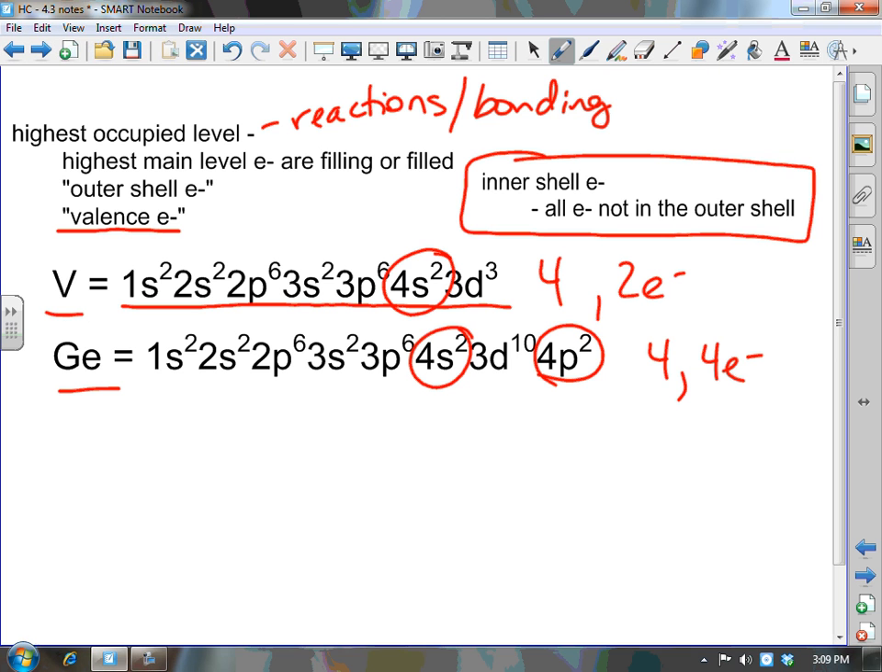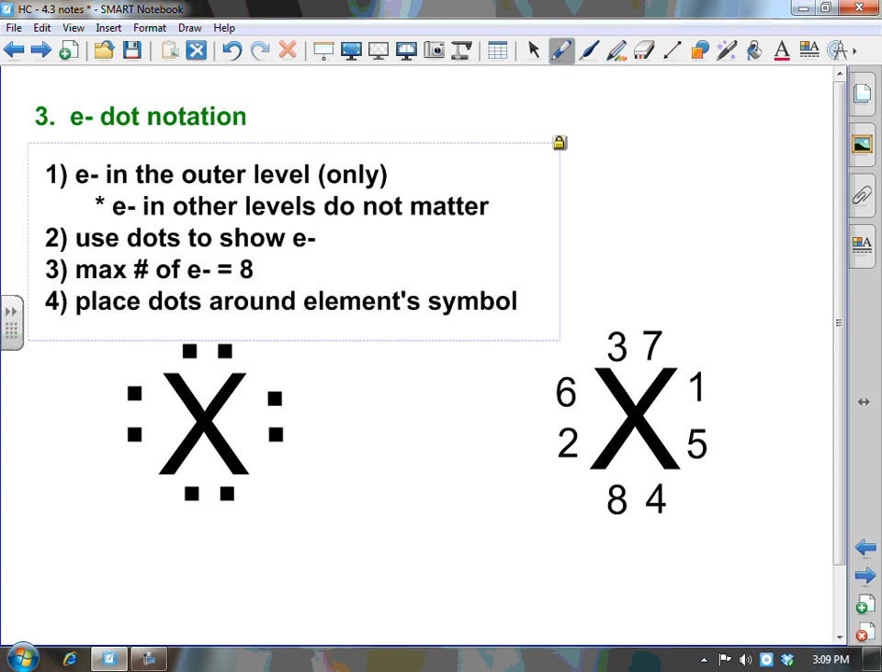Now, why do we want to just worry about the highest occupied, but in the previous two examples, we had to write them all out? Well, that gets to the third way that we're going to write or describe the location of electrons, and it's called electron dot notation, or just simply electron dots. Very simply, we're only going to show the electrons in the outer level. The other ones we don't care about. Instead of writing exponents, instead of drawing arrows, just put dots to represent the electrons.